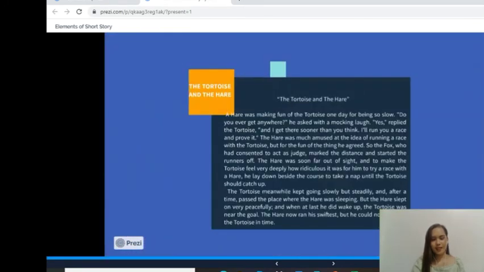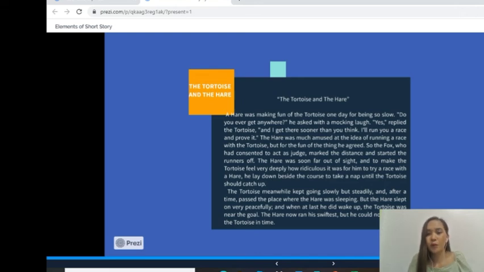Okay, let's read the story. You want me to read the story? Yes. The tortoise and the hare. A hare was making fun of the tortoise one day for being so slow. "Do you ever get anywhere?" he asked with a mocking laugh. "Yes," replied the tortoise, "and I get there sooner than you think. I'll run you a race and prove it."